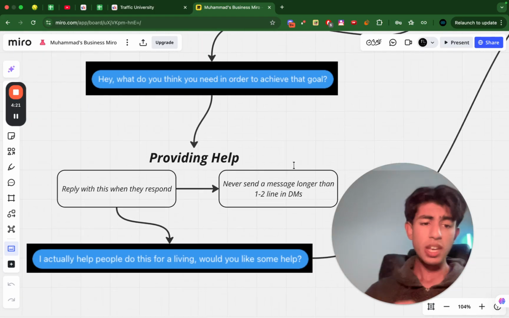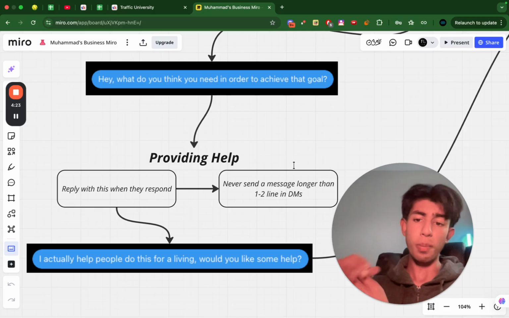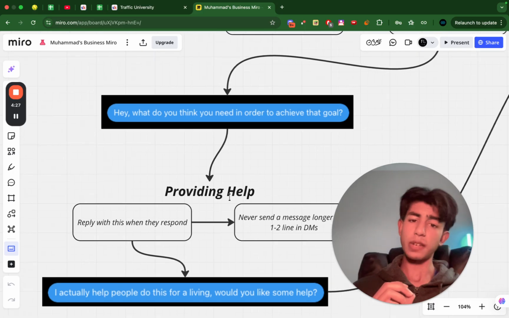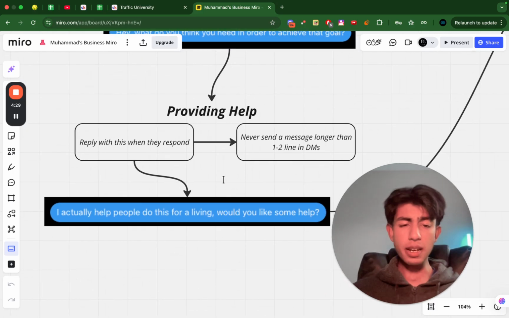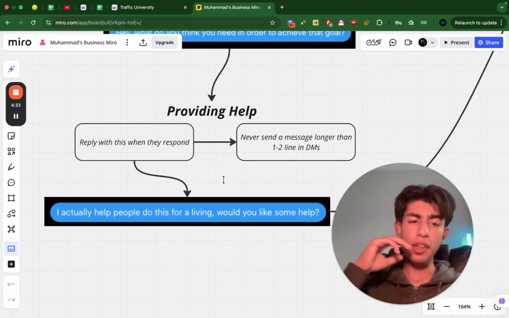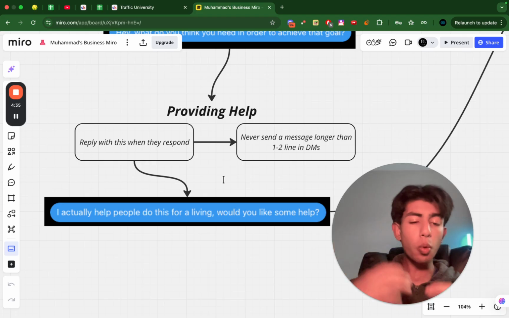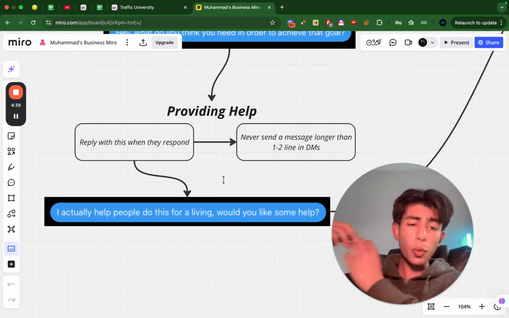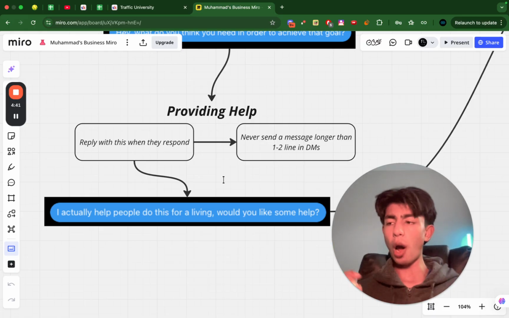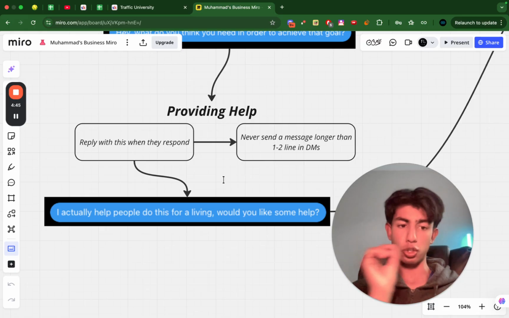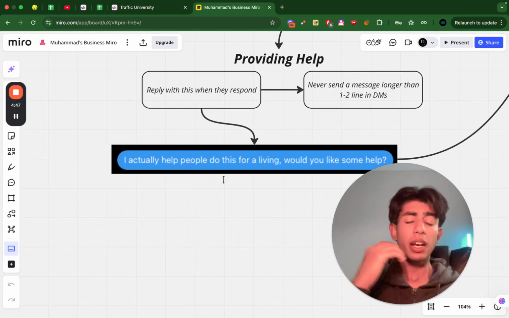Now, the next question is basically where you're providing a bit of help. So you want to ask this question once they've replied to this one, and never send a message longer than 1 to 2 ideas, because what you're doing then is you're shifting the authority from you to them. You were the one that had authority. Now they're the one that have the authority. You want to be the one in power, and the way you can be in power is just by sending, I would say, less than 2-line DMs. Make sure it's just 1 line max, but you still want to convey your messages.